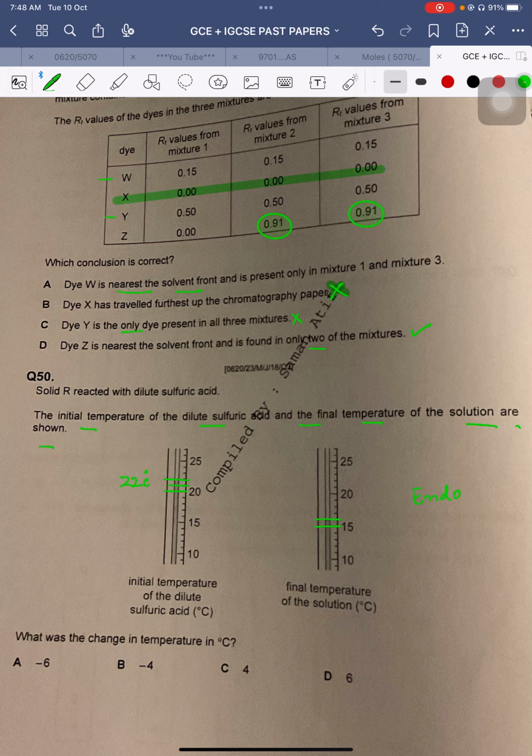So what was the change in the solution temperature? It is decreasing from 22 to 16. It is 16 here, 16 degrees Celsius. So it is a 6 degree decrease in the temperature. All right, so it will be the A option. Why is it so? Because the initial temperature is 22 and the final is 16, so the temperature has decreased. The change is -6 degrees Celsius.